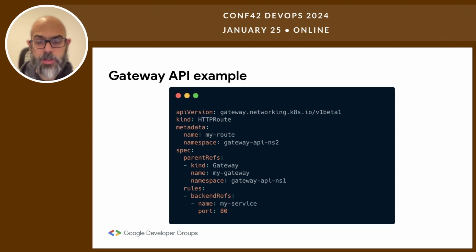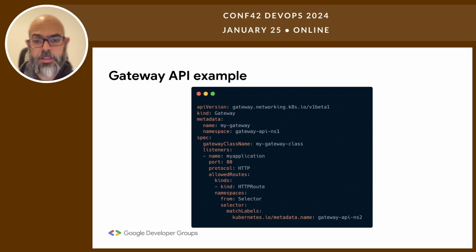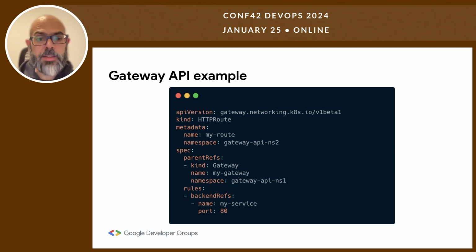Let's get to the route. This is an HTTP route, so it can attach to the my gateway, and it is in the namespace gateway API NS2. So it is everything that is defined as an allowed route. So it respects these limitations. It is an HTTP route. It is in the right namespace, so it can attach to that gateway. And it has some specifications. The parent refs, it is defined as a kind, namespace and name, kind gateway. So we are defining on which gateway it is going to attach, and it is going to attach to the gateway called my gateway in the namespace gateway API NS1.